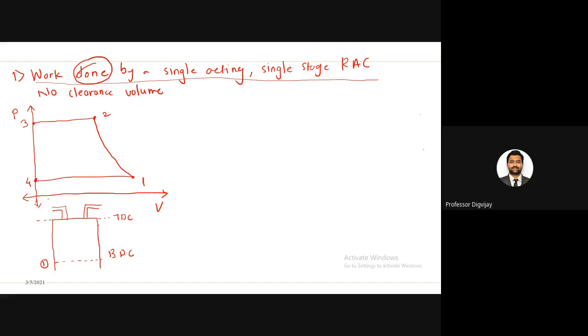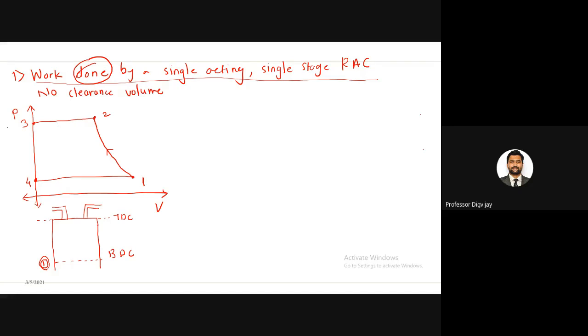I will explain again. See here, at point 1, what is it? Piston is at BDC. So that means the piston has taken enough air inside the cylinder. Now there is air in the cylinder. Now what do we have to do? Compress. Now the piston will move in the upward direction from BDC to TDC and it will compress the air. Then it will reach point 2. Point 2 is the point of discharge. That means at point 2 sufficient pressure has been created that now I can deliver or discharge the air. So 2 to 3 is constant pressure discharge of air.